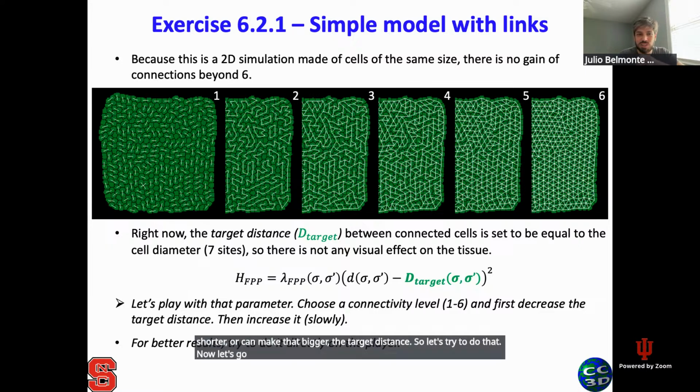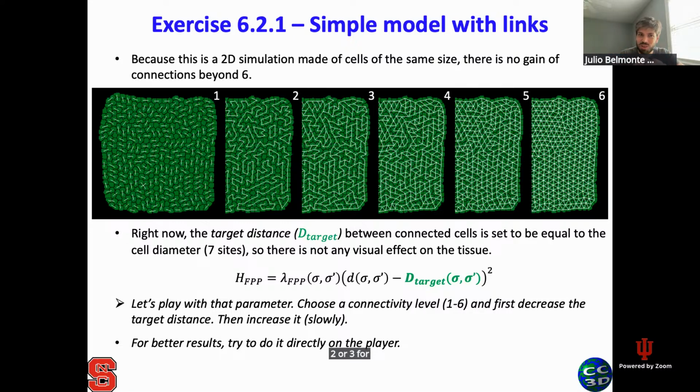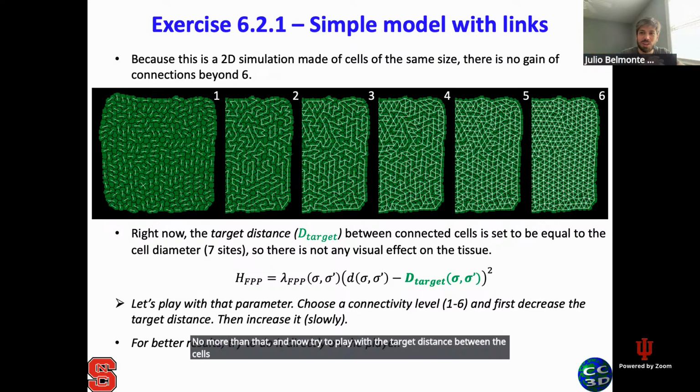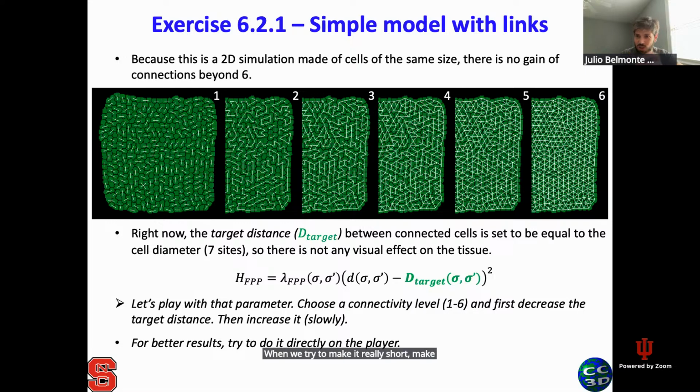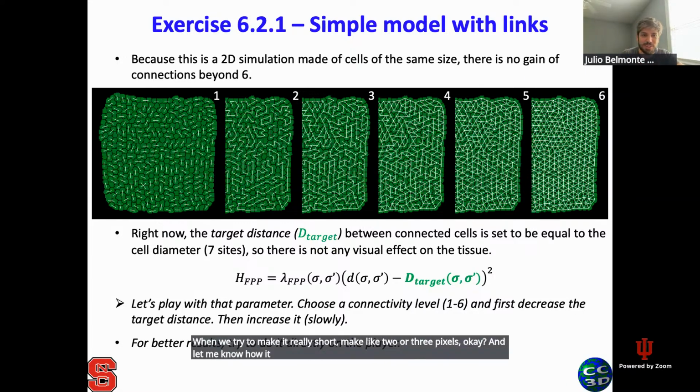Now let's go back to your simulation. Let's set a connectivity level between 2 or 3 for better results, no more than that. And now try to play with the target distance between the cells. Do that and tell me what happens first when you make them shorter than 7, and then later what can happen when you make them bigger than 7. When you make it shorter, make it really short, like 2 or 3 pixels. And let me know how it looks.